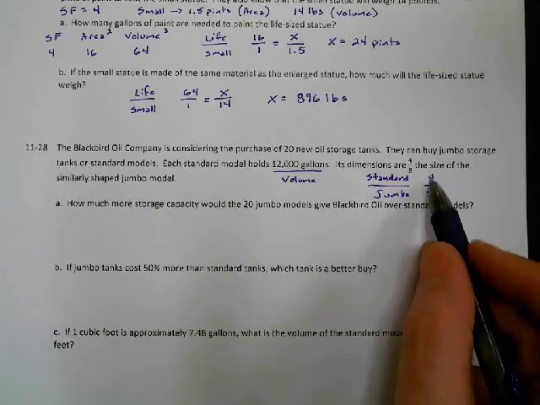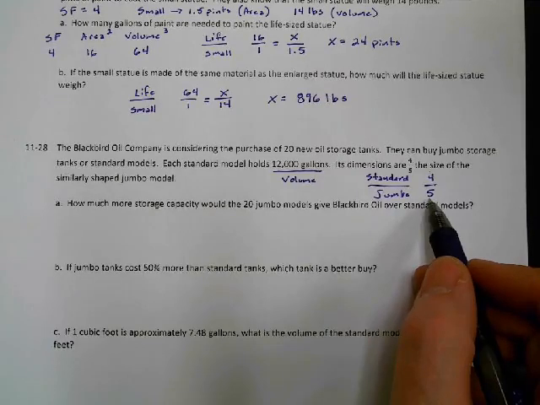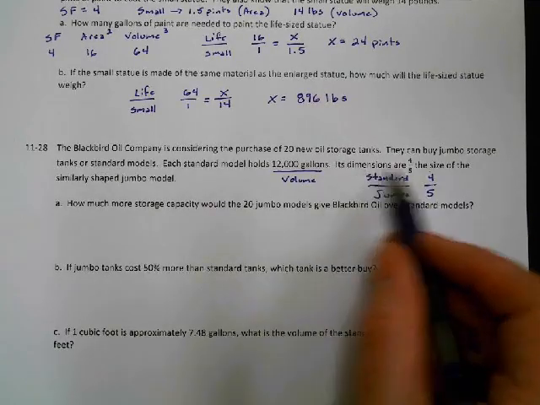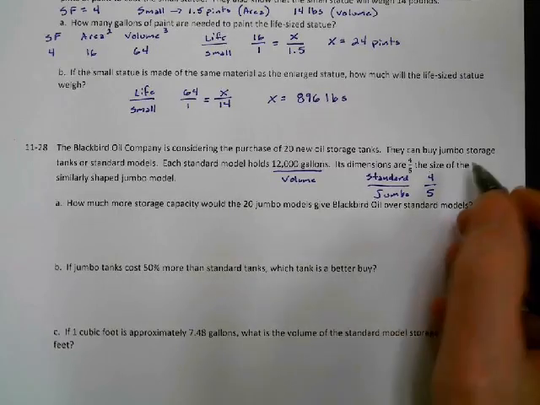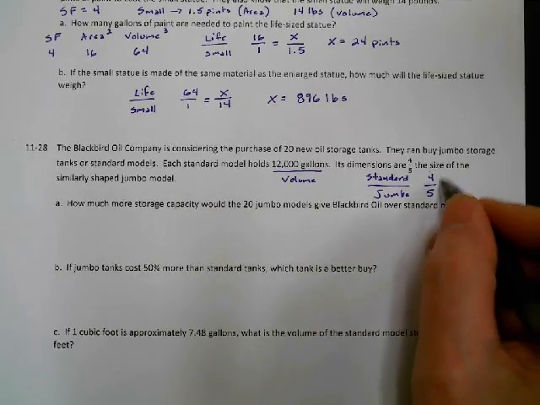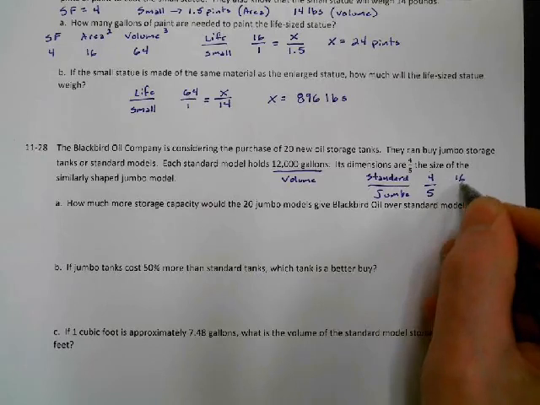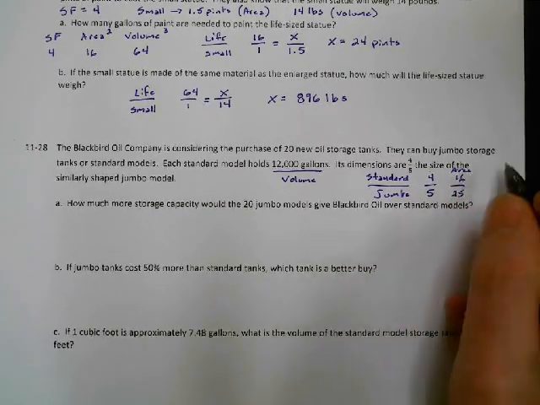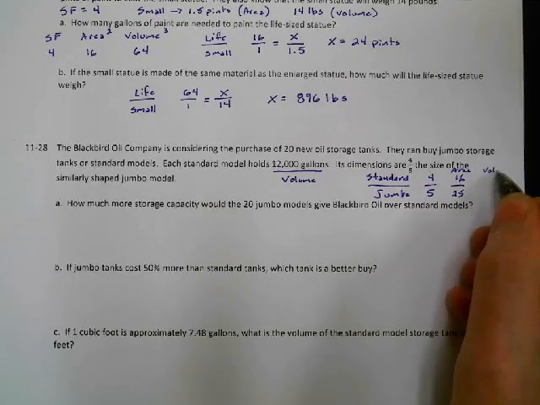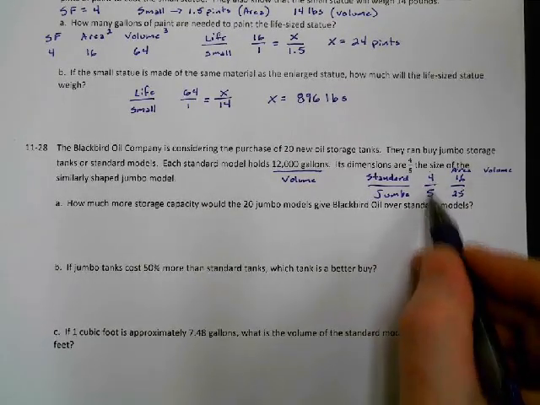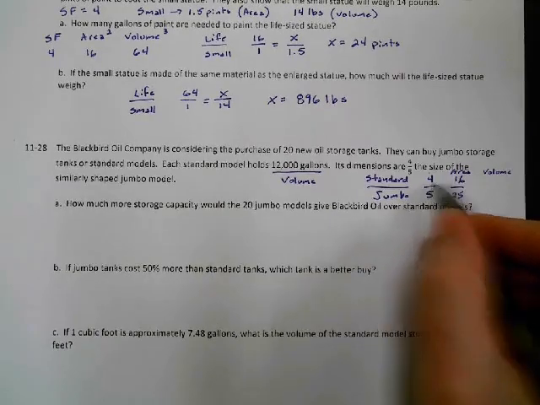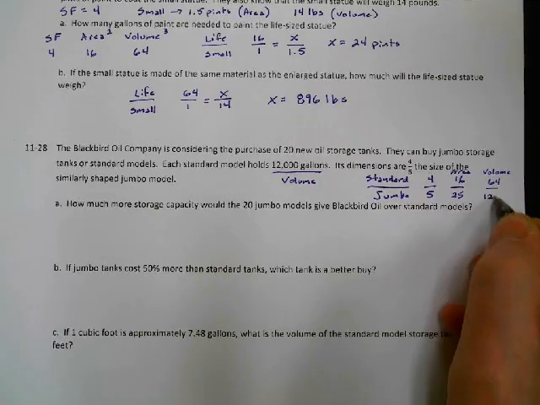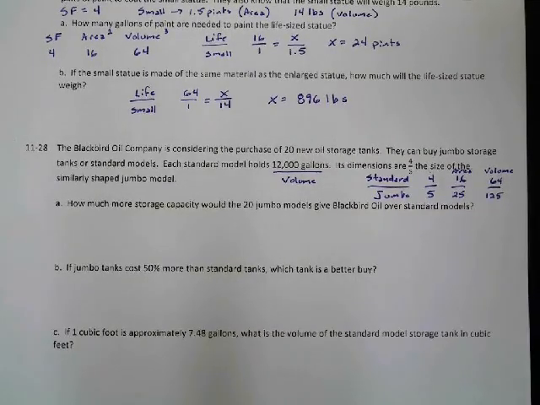Now that is the ratio of the sides, because we're talking about the dimensions. So the areas, if we're looking at the areas, they would be 16 over 25. Whereas the volume, remember, is the cube of the scale factor. So 4 to the third power is 64, 5 to the third power is 125. So the ratio of the volumes would be 64 to 125.